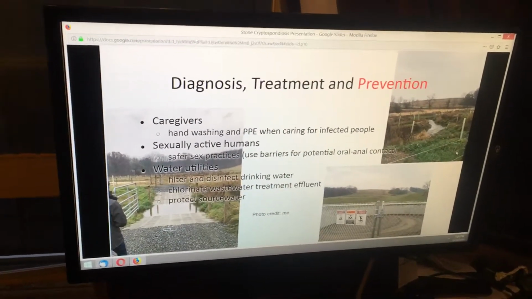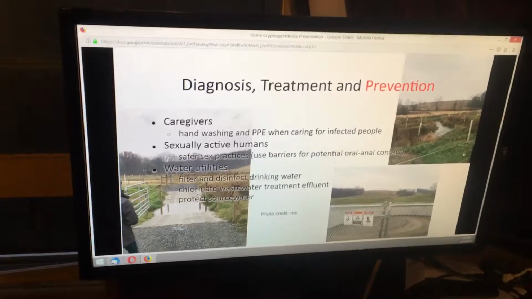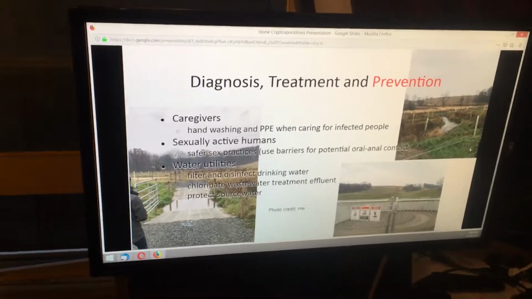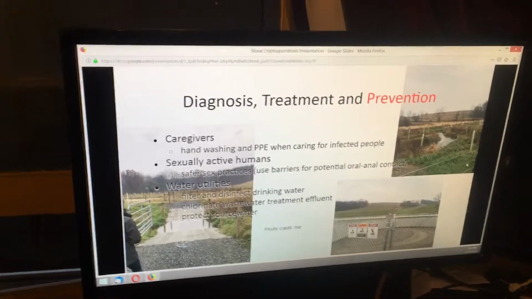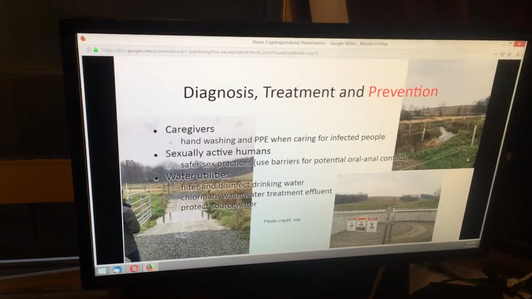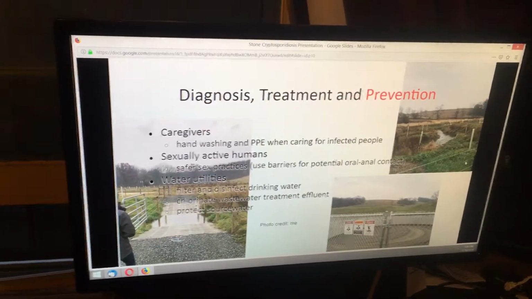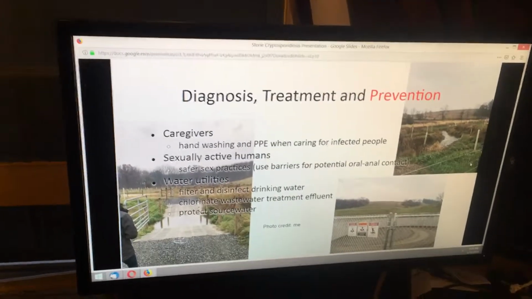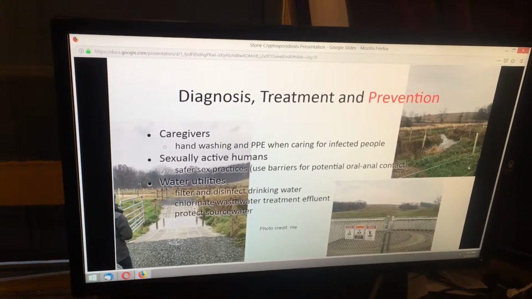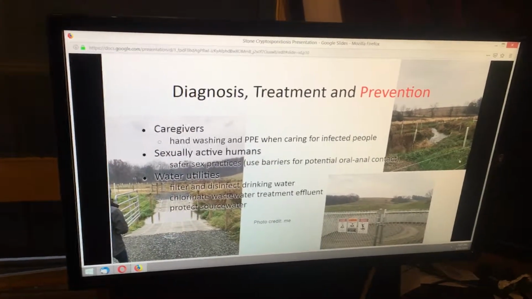So how do you keep from getting cryptosporidiosis in the first place? Well, if you're taking care of someone who may be infected, consistent hand washing and proper use of personal protective equipment are key. If you are having sexual practices that put you potentially in contact with fecal matter, then using safer sex practices like barriers, for example, dental dams, for potential oral-anal contact, and consistent hand washing will be very helpful.